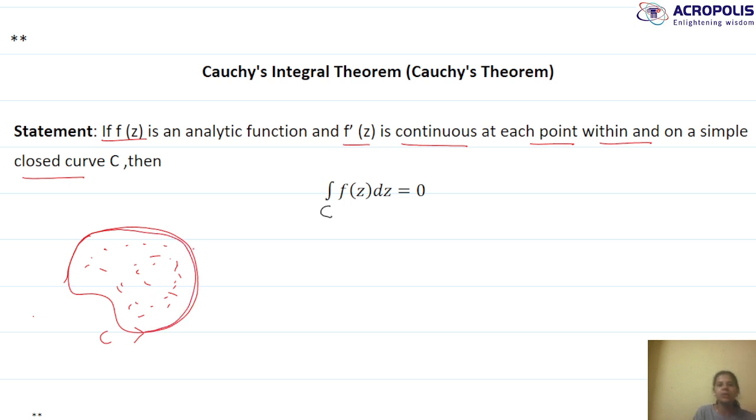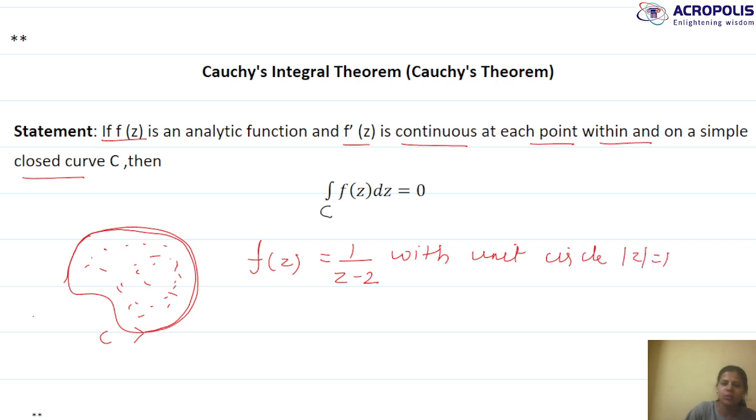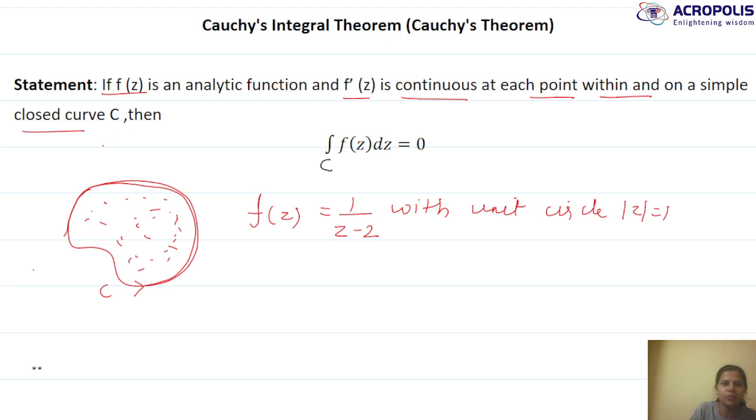Then with respect to that curve, if we denote the integral of f of z, the value we will get is 0. For example, if I have f of z equals 1 upon z minus 2 with the unit circle mod z equals 1. Mod z equals 1 is a circle with center at the origin and radius 1.